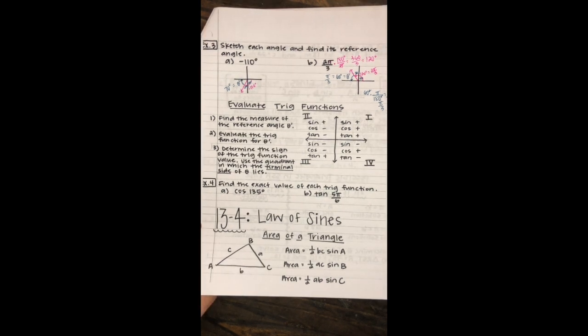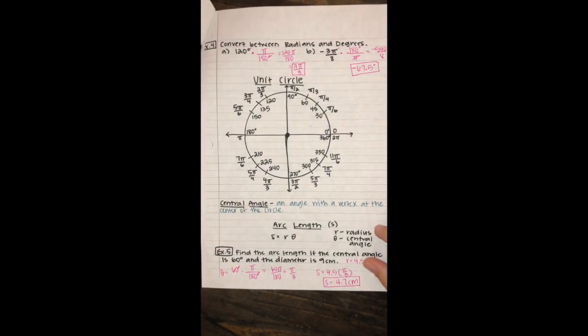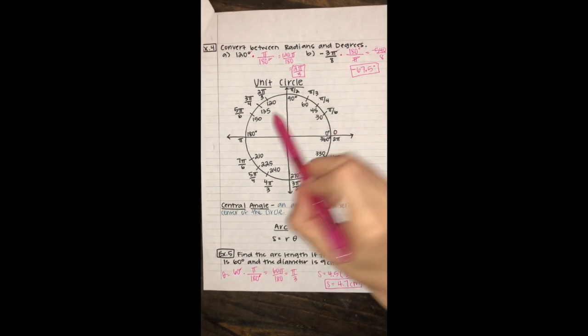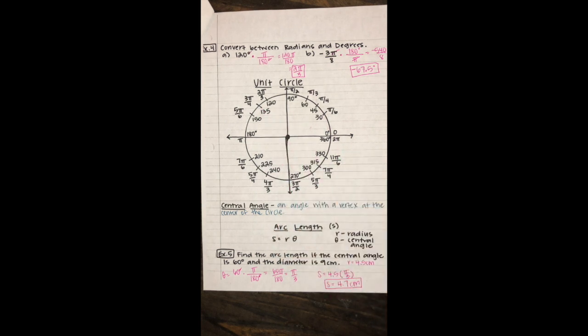For example 4, our job is to find the exact value of each trig function. While we could use our calculator and just type this in, that wouldn't be exact necessarily. So I want to show you with the unit circle. So cosine 135. If you look at the unit circle, find 135. This will be the angle that you're referencing, okay?